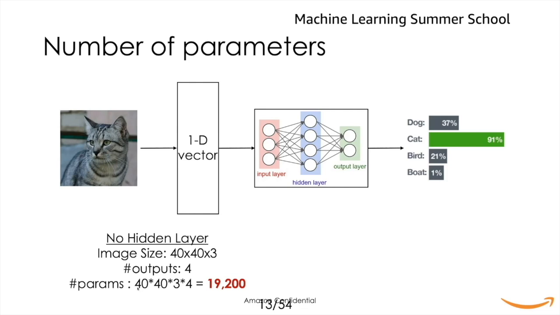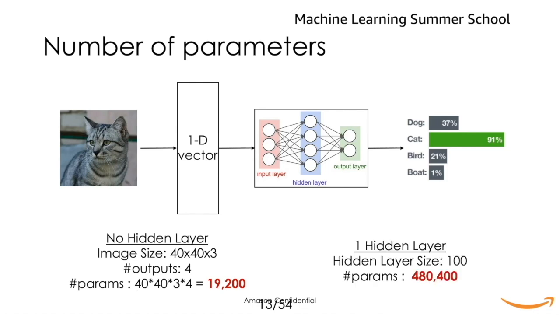What is the number of parameters that the neural network will have? Okay, the number of parameters will be 40 into 40 into 3 into the number of outputs 4, which will be approximately 20,000 parameters. So for a small image, this is a rather lot of parameters. Let's add a hidden layer of size 100. If you add a hidden layer of size 100, the number of parameters now increases drastically to 480,400. So we're still processing a rather small image.